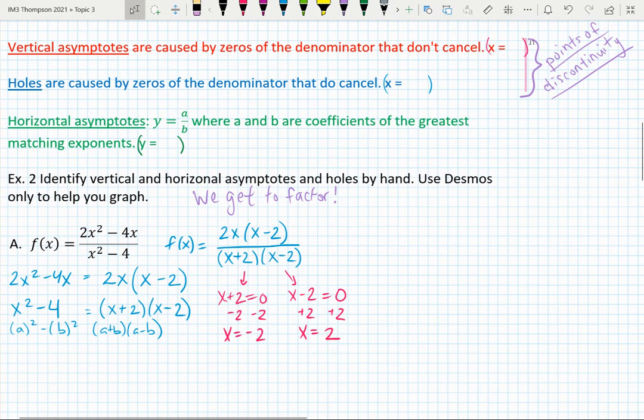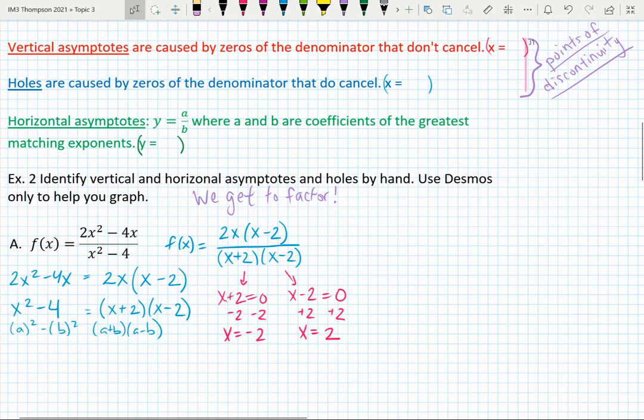This graph has 2 points of discontinuity at x equals negative 2 and x equals positive 2. To determine what kind of point of discontinuity, a vertical asymptote is caused by zeros in the denominator that don't cancel. And a hole is caused by zeros in the denominator that do cancel.